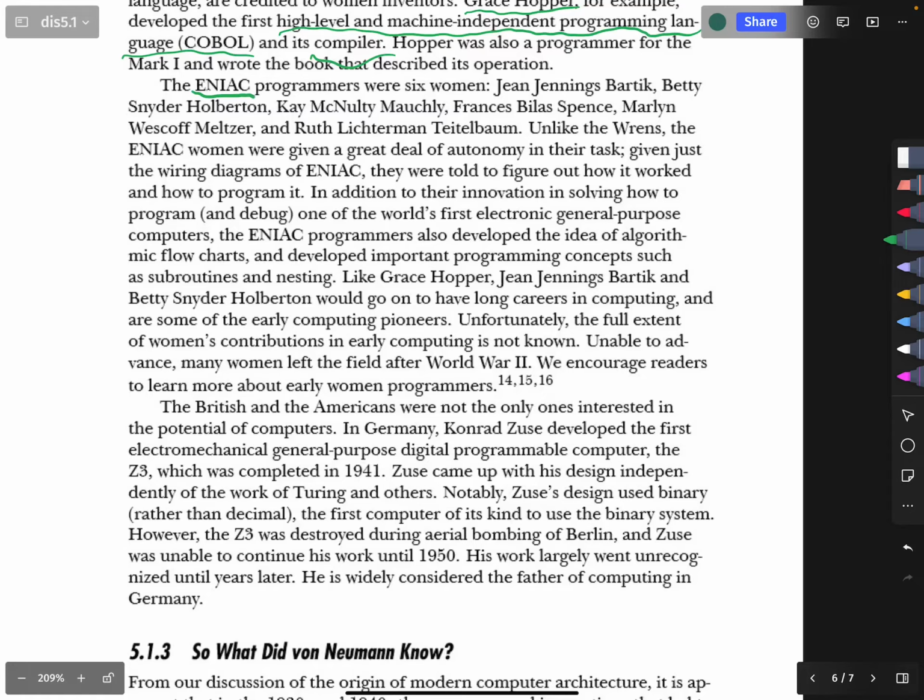Oh, wow. The ENIAC programmers were 6 women. Very neat. They had a great deal of autonomy in their task, given writing diagrams of ENIAC. The ENIAC programmers also developed the idea of algorithmic flowcharts. Okay, nice, we use those all the time today. And they invented subroutines and nesting. Geez, how did anybody do anything without subroutines and nesting?